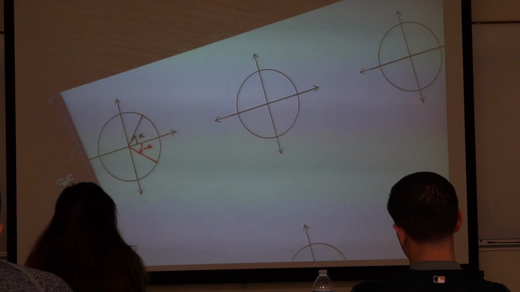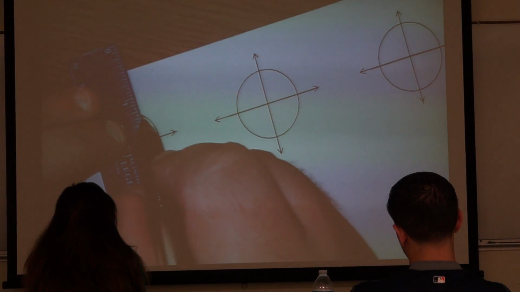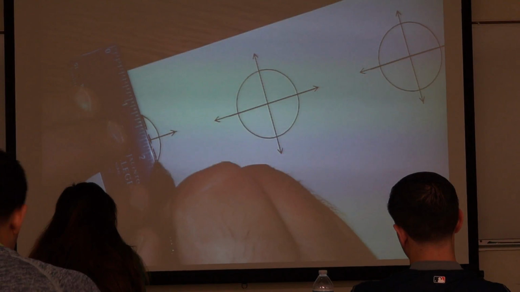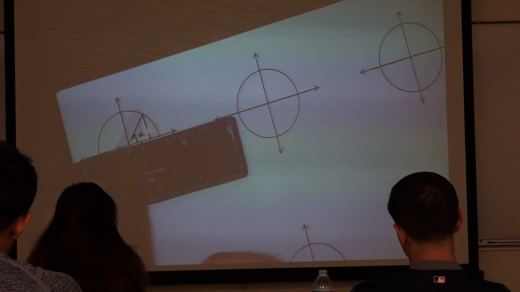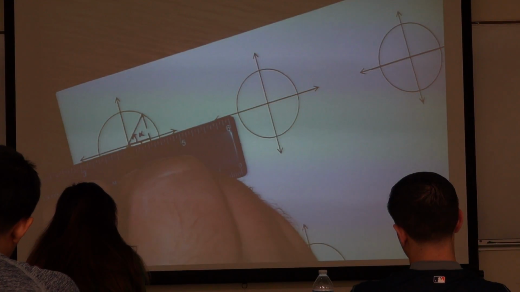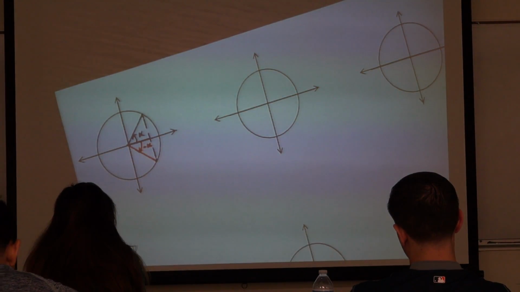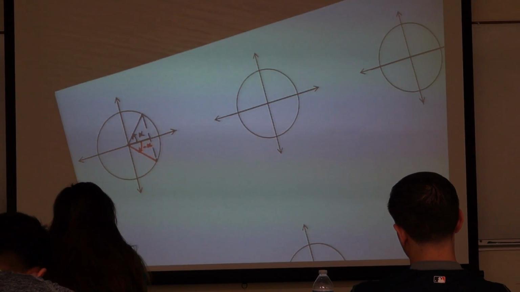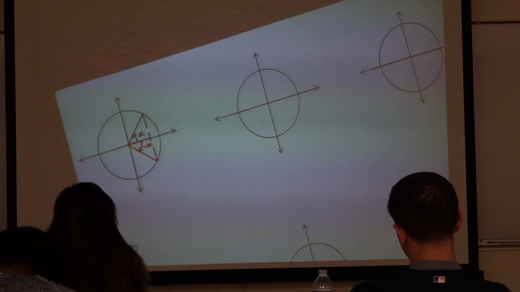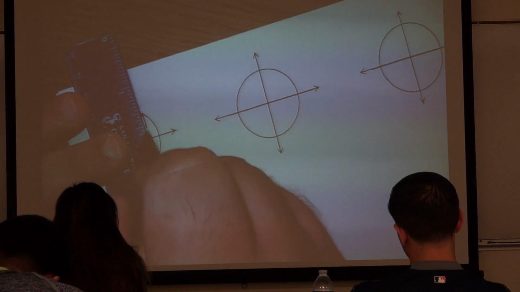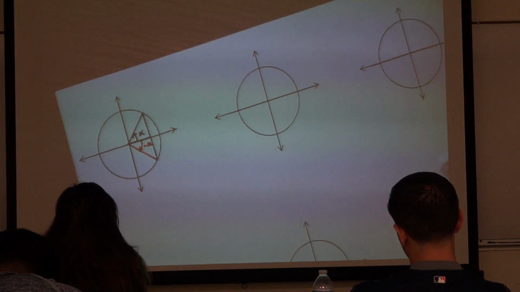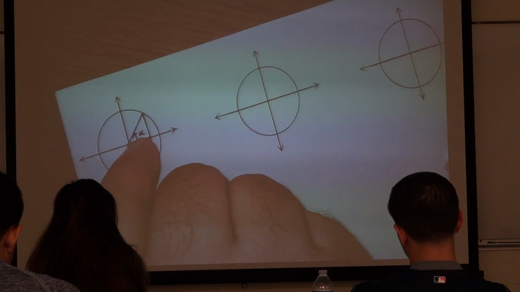Watch. Both have the same what? You see it? Both alpha and negative alpha have the same cosine. But for other angles, it's not the same. Let me show you. So you see that the cosine is the same, right?